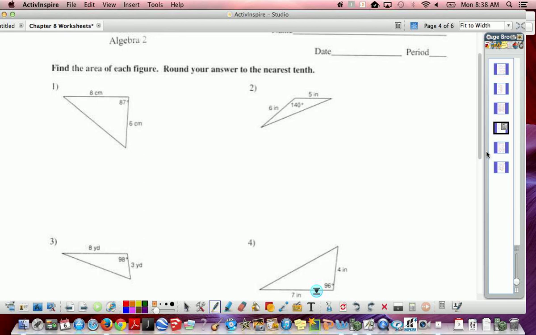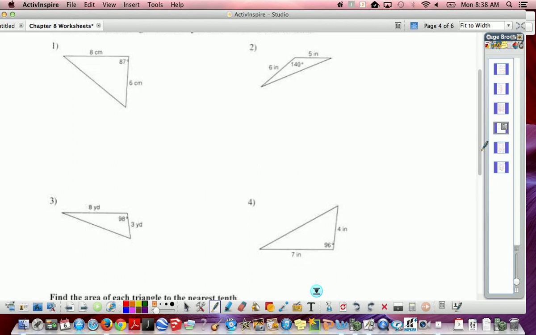So if I look at this one, and actually on all of these first ones, if I have side, angle, side, then I want to use the area formula that involves sine, where it's 1/2 side times side times sine of the angle. So on these first four, you're going to be using that formula throughout. On the first one here, notice how I have side, angle, side. So my area in this case will equal 1/2 times 8 times 6 times sine of 87 degrees.